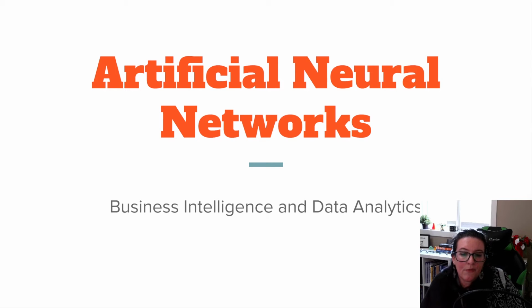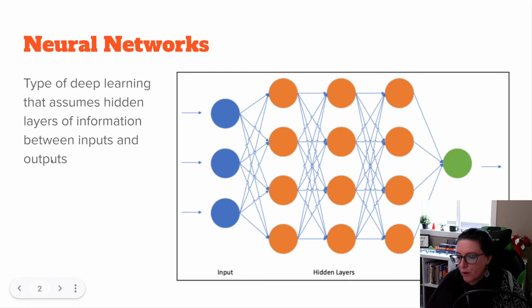Over the next couple of videos, we're going to be talking about neural networks. And particularly, we're talking about artificial neural networks because we're using machine learning to replicate how neurons in the brain work and simulating how humans learn. So we're creating an artificial neural network. So let's talk about what we mean by neural networks.